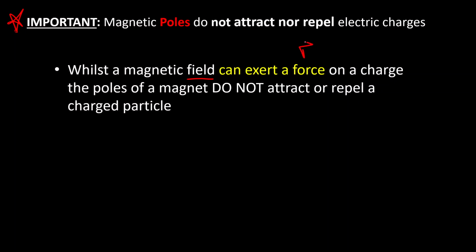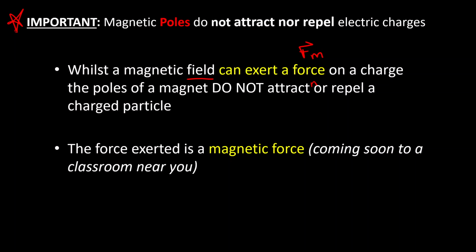That force, which will be a magnetic force. I'll just read through that quickly with you, rather than having you try and read that and listen to me going off piste there. So whilst a magnetic field can exert a force on a charge, the poles of a magnet do not attract, nor repel a charged particle. The force exerted is a magnetic force, coming soon to a classroom near you, and that's the symbol up here. Of course, it's going to be in newtons, it's a force, so exactly the same way. Wait till you see the units for magnetic field, though. They're kind of crazy. Love it.